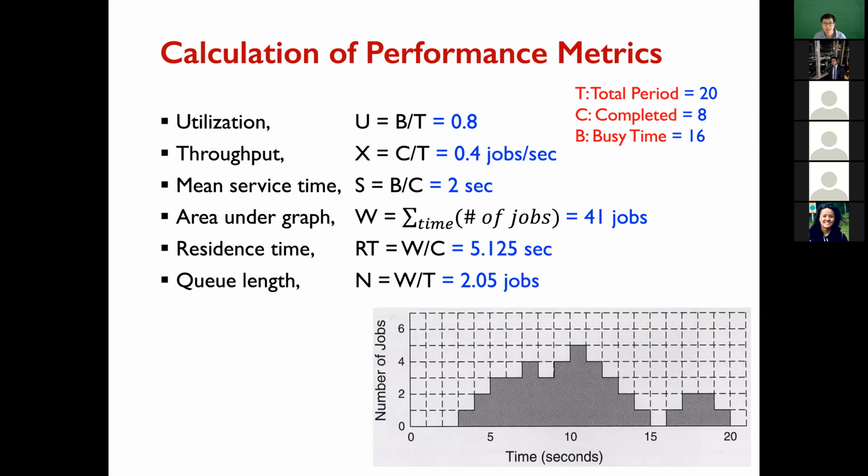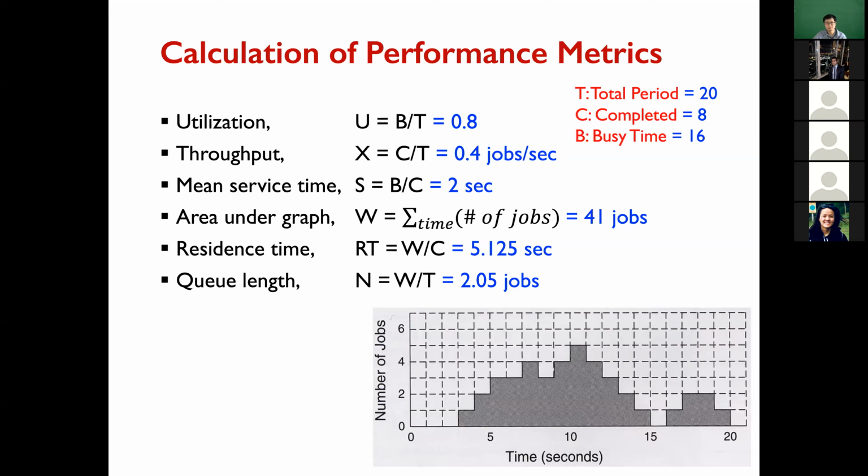Area under the graph, you can count, right? For example, the first second with jobs has 1 job, the next second has 2 jobs, then 3 jobs, and adding them together gives 41 jobs. The residence time is W divided by C, which is 41 divided by 8, that is 5.125, right? Queue length is W divided by T, 41 divided by the total period 20, which is 2.05. I know there's lots of mathematics here, but if you have any questions, you can ask, okay?